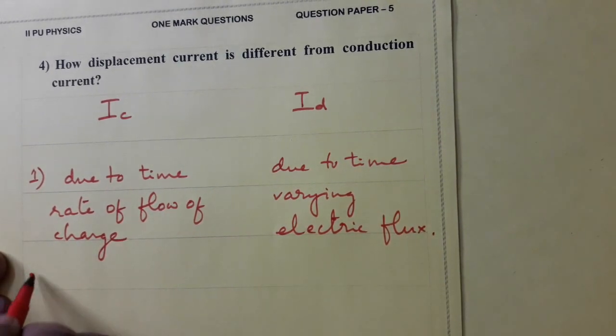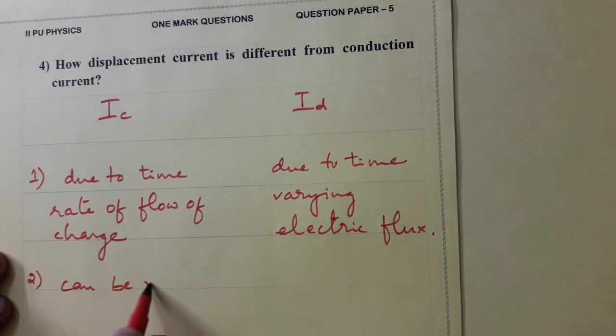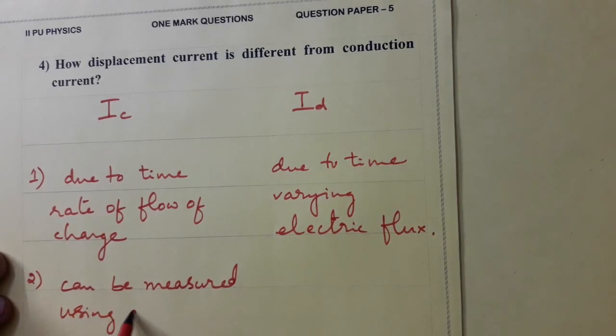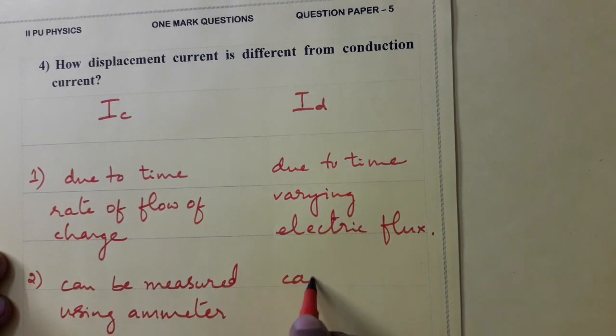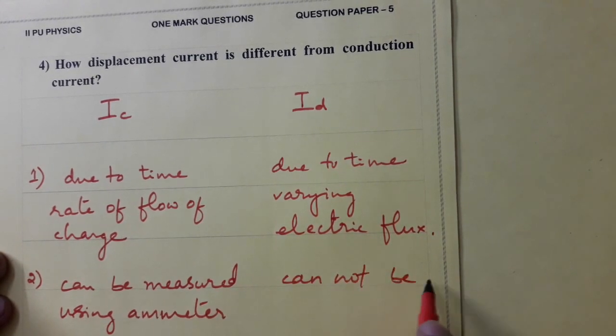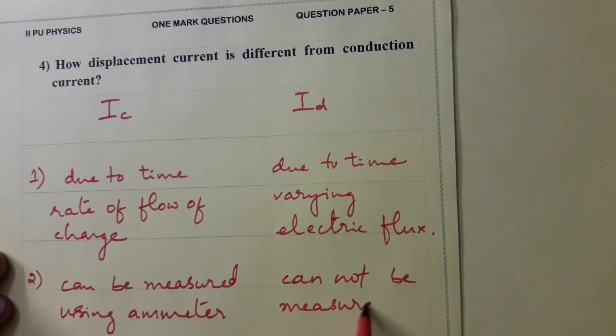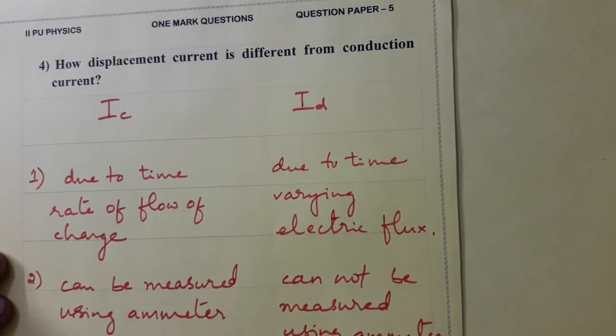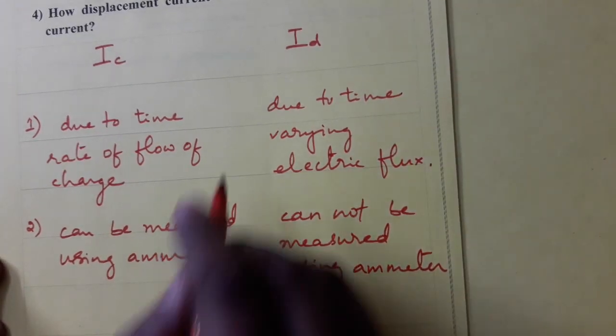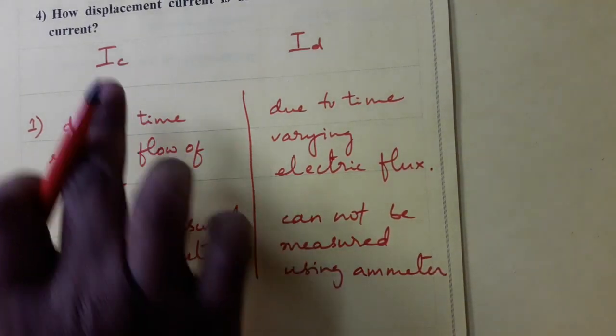Now, second difference, conduction current can be measured using ammeter. Displacement current cannot be measured using ammeter. Okay, these are the major differences between conduction current and displacement current.